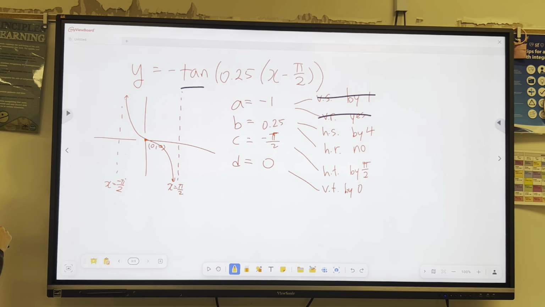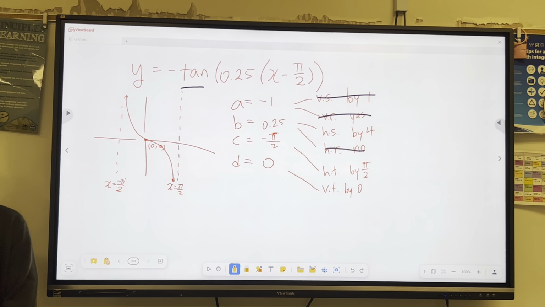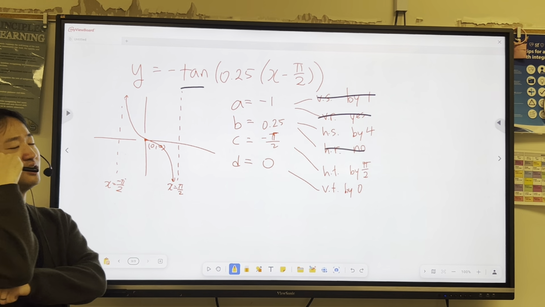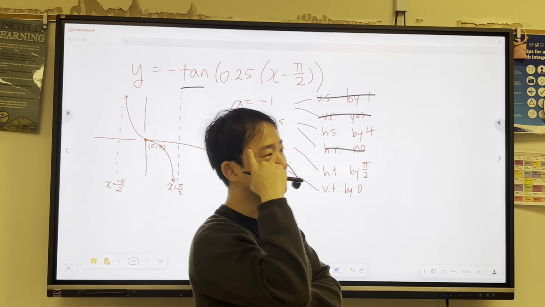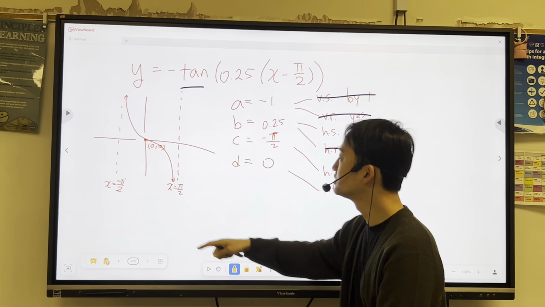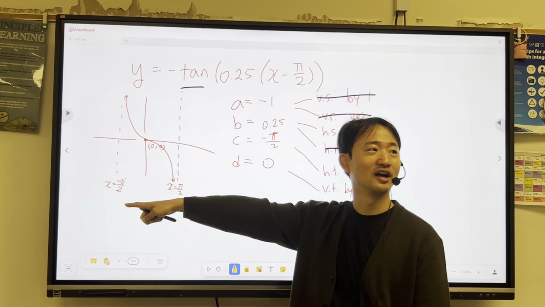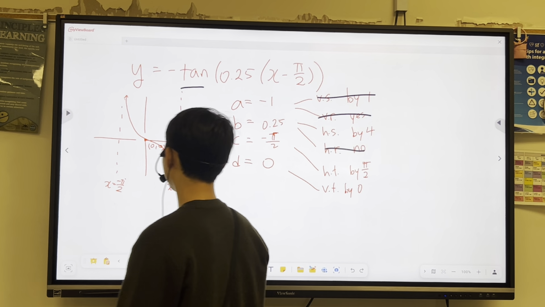Next step, horizontal stretch by 4 and no horizontal reflection. So obviously that's already done. Horizontal stretch by 4, what does that mean? It means your x coordinates are multiplied by 4. X coordinate multiplied by 4. So what happens to my vertical asymptote at negative pi over 2? Negative 2 pi. Negative pi over 2 times 4 is negative 2 pi.